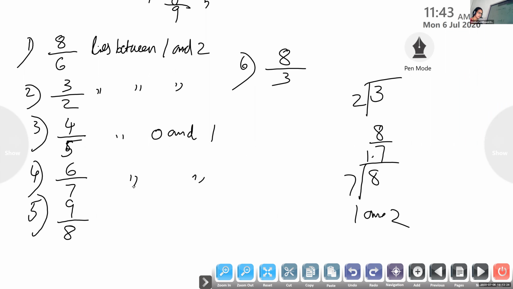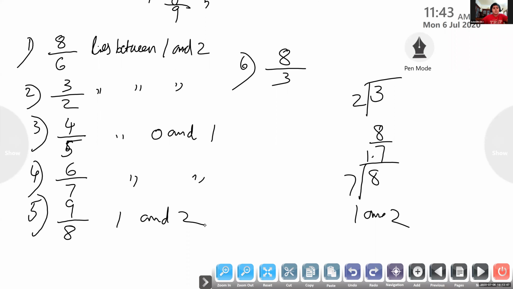Next, 9 by 8. Krishnaveni, 9 by 8 lies between which of the numbers? Ma'am, 1 by 2. No, that is not 1 by 2, it is 1 and 2. 9 by 8 lies between 1 and 2. Okay, understood? Not Varada, Krishnaveni.